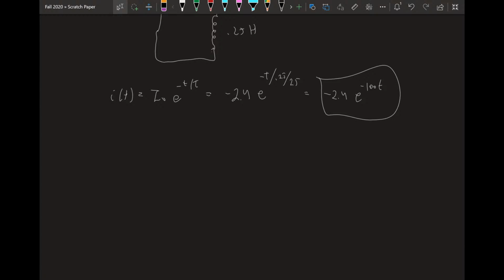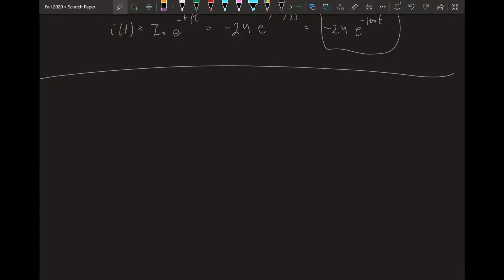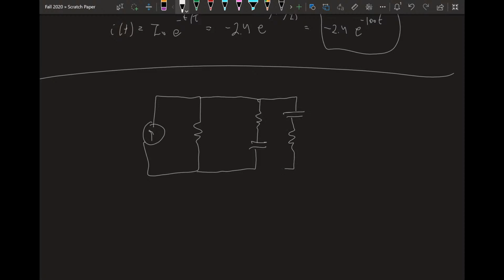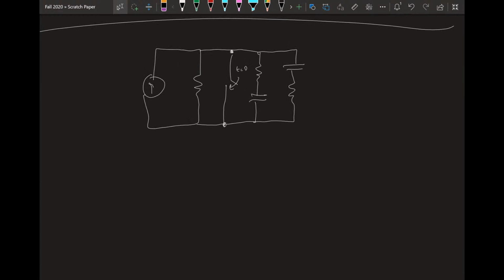Let's do one more example, and we'll make it a little tricky. So let's say that we have a circuit like this. Right? Okay. So we want to know the current. We want to know this current, I naught.